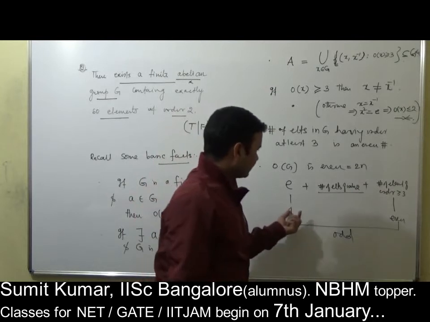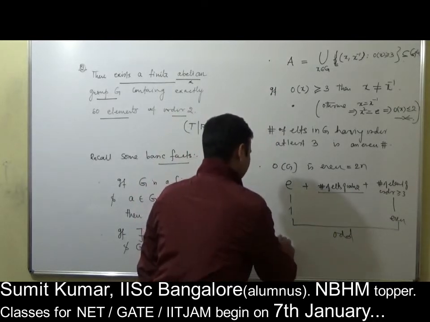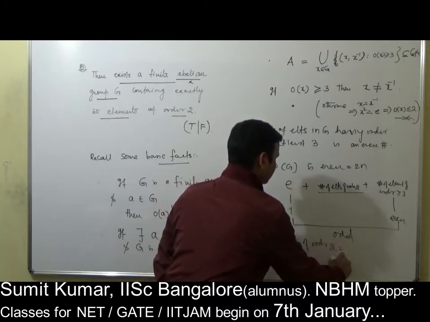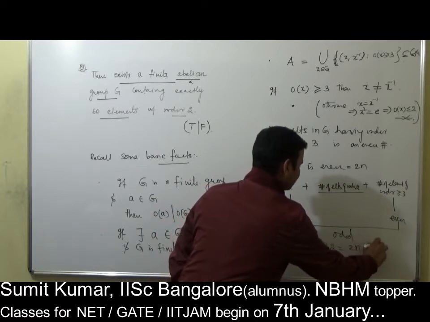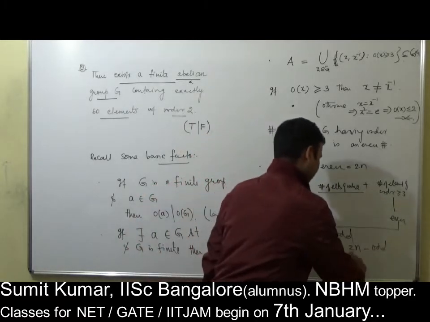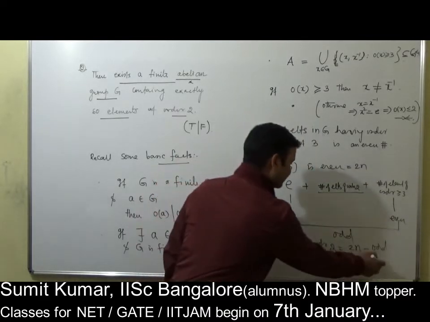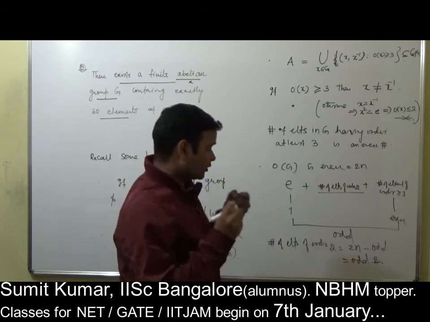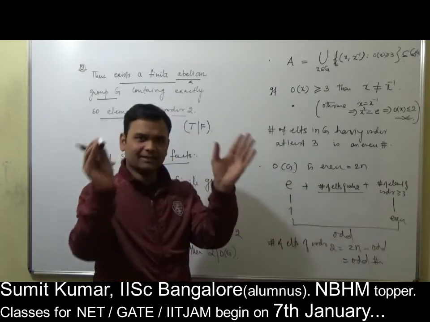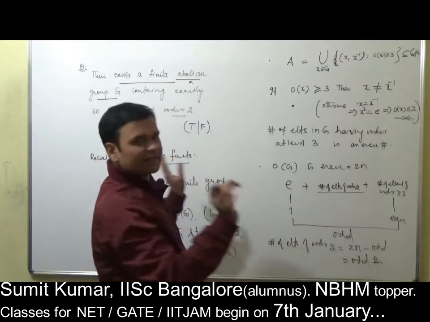So from this and this we are getting an odd number. So the number of elements of order 2 is equal to 2n minus an odd number. Even number minus odd number, what is that? Odd number. So you see, the number of elements of order 2 in a finite group is always odd, provided that the group is of even order. Clearly? So that's what exactly we have proved.